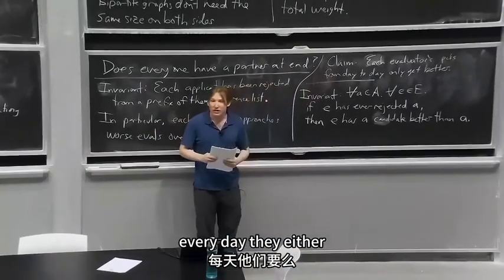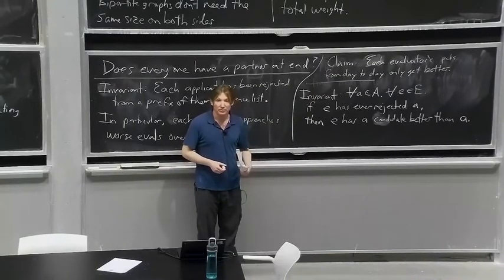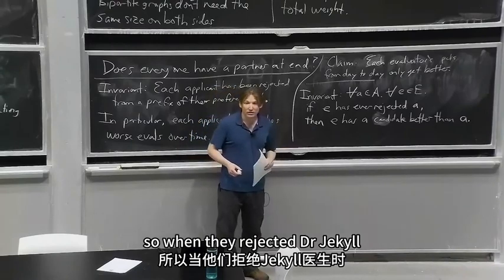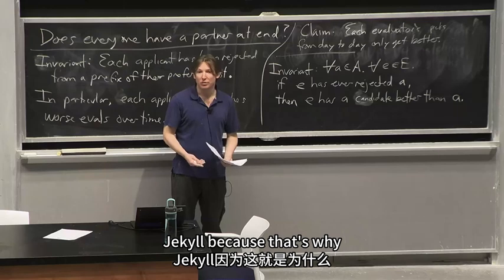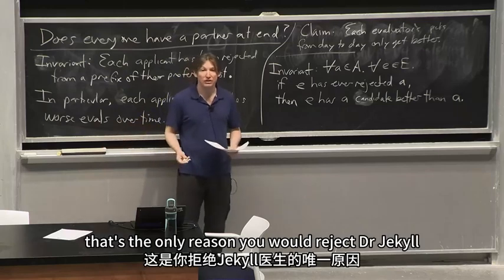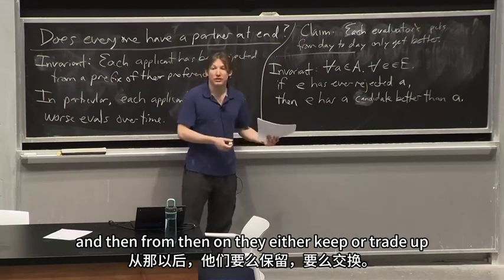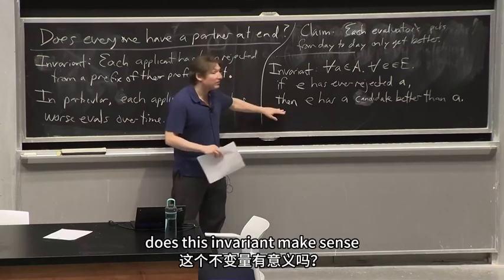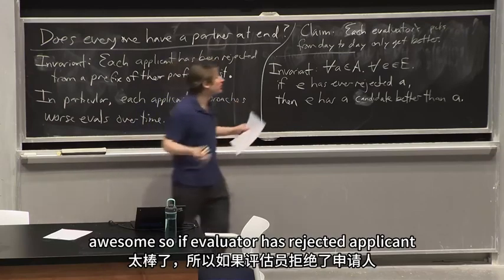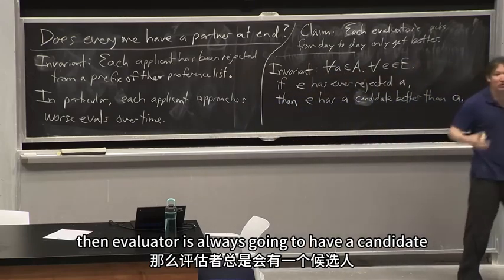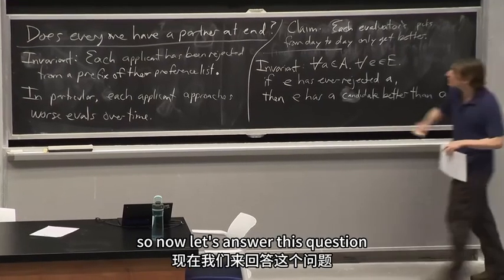Every day, they either keep who they had yesterday or trade up to someone strictly better. So when they rejected Dr. Jekyll, that day they finished that day with someone better than Dr. Jekyll, because that's the only reason you would reject Dr. Jekyll. And then from then on, they either keep or trade up. They only ever get better. Does this invariant make sense? Awesome. So if an evaluator has rejected an applicant, then the evaluator is always going to have a candidate better than that applicant from then on. So now let's answer this question.